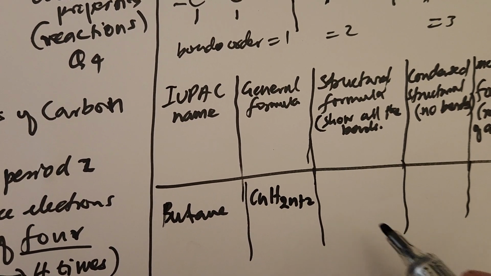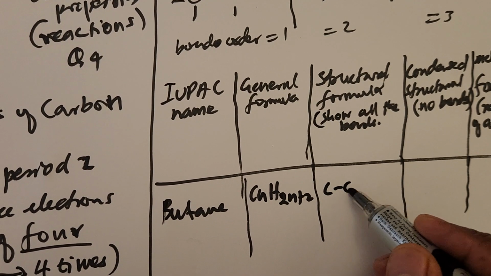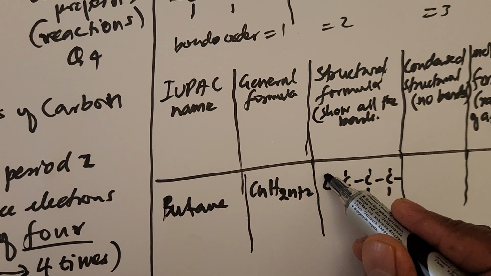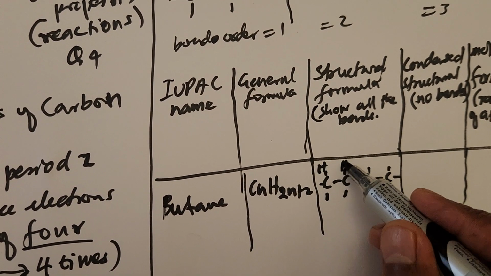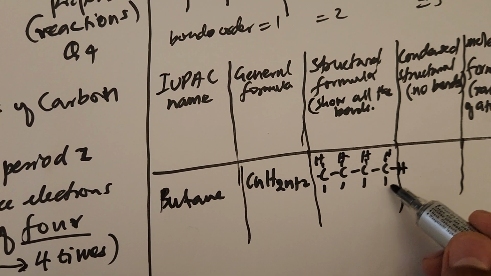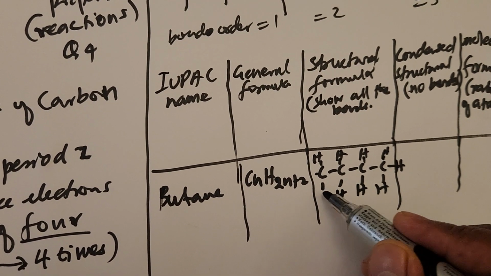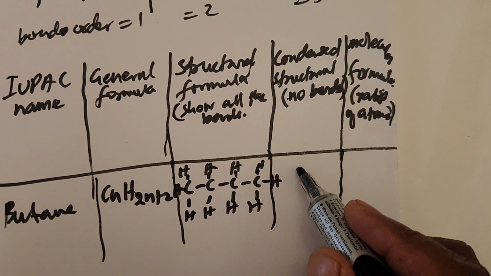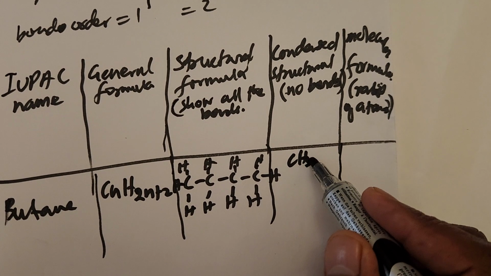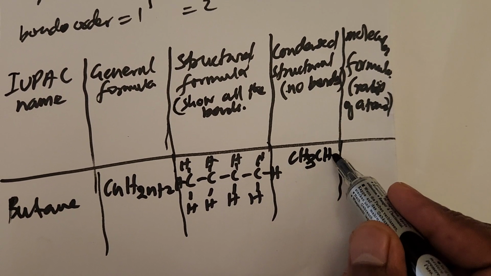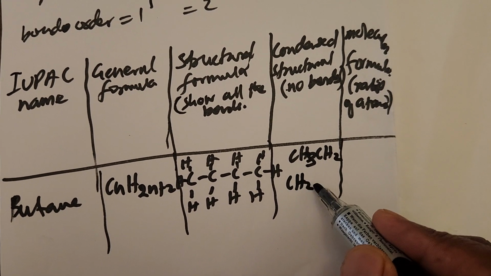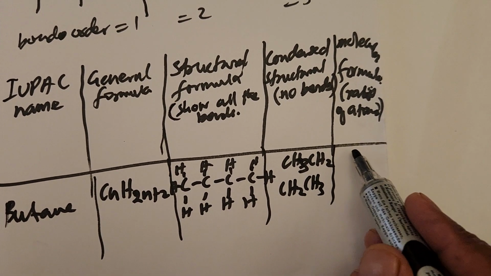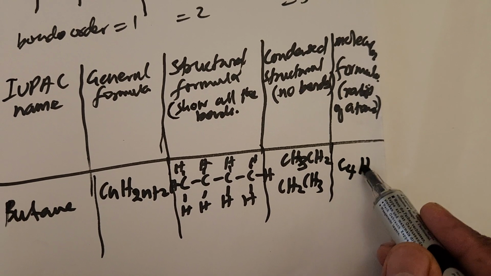And then the structural formula of butane will have 4 carbon atoms, showing all the bonds with the hydrogens. And then the condensed structural formula of butane will be CH3, CH2, CH2, CH3. That is the condensed. The molecular formula for butane will be C4H10.